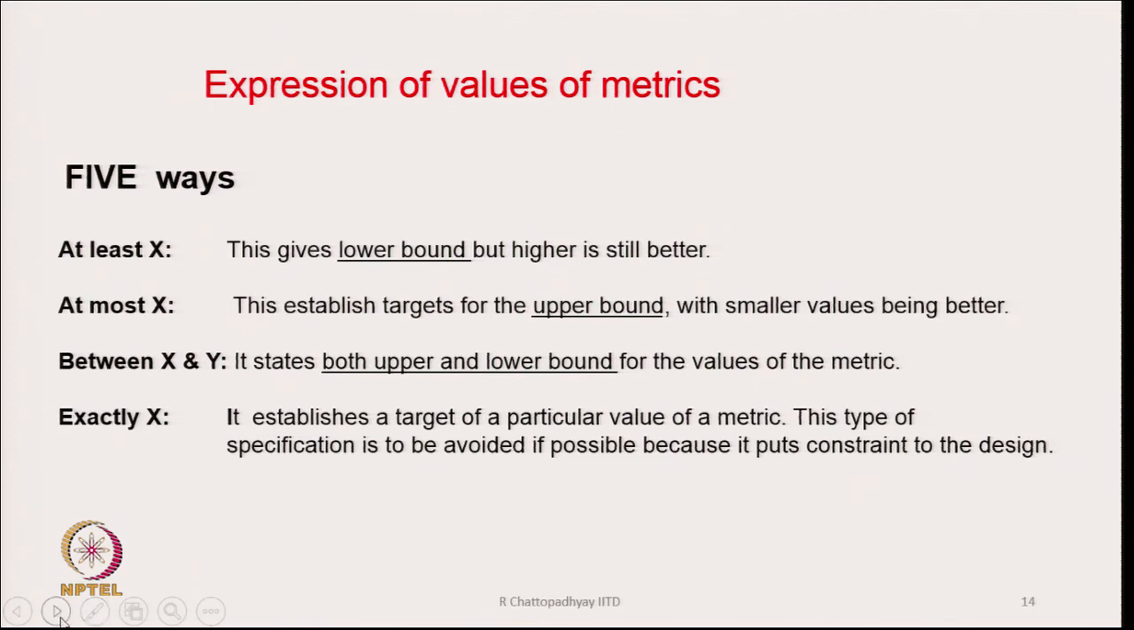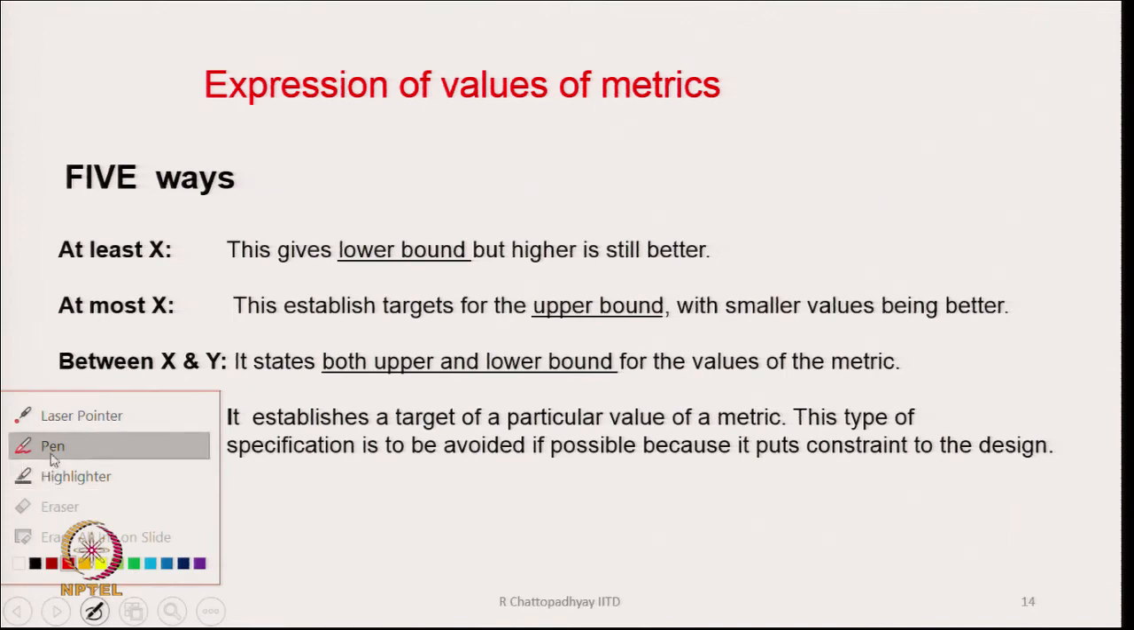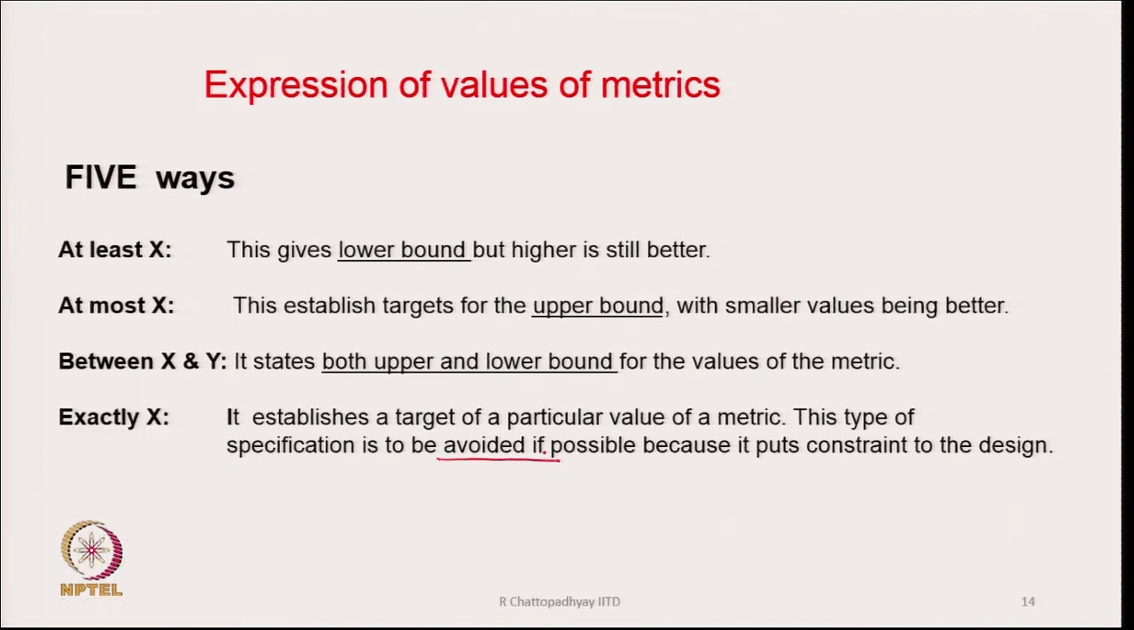Exactly x, it establishes a target of a particular value of a metric. This type of specification is to be avoided. This is very, very important, that we try to avoid such specifications, because it puts a constraint on the design. When there is one particular value, it becomes a big constraint for the designer, because he has to achieve that value. An exact value is almost difficult to achieve.